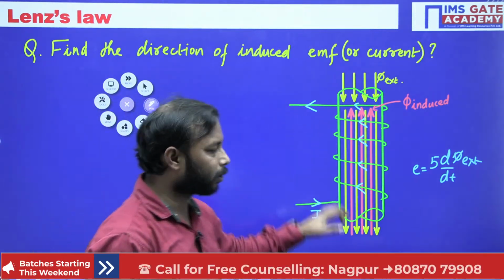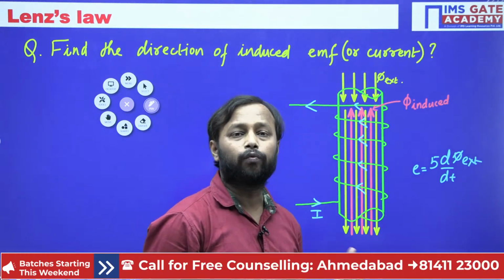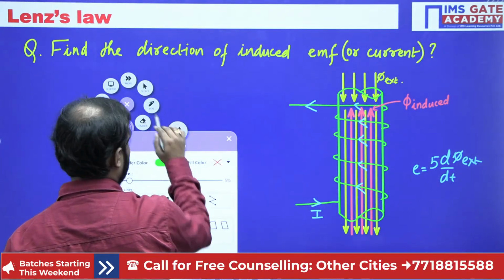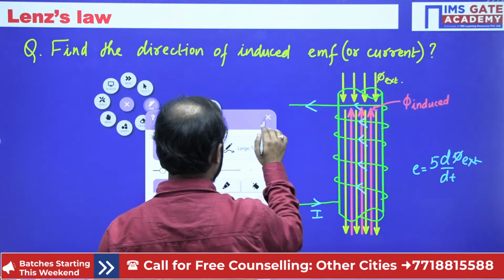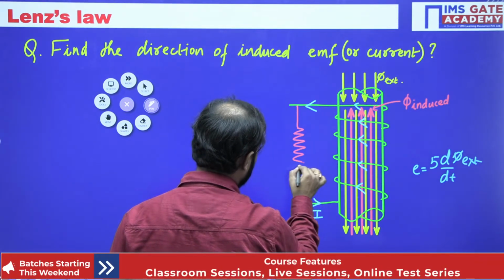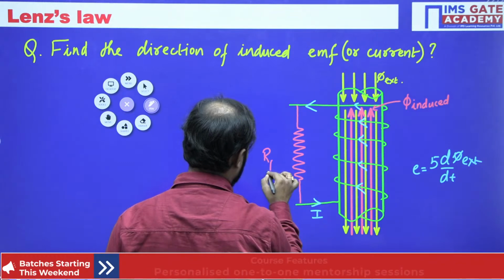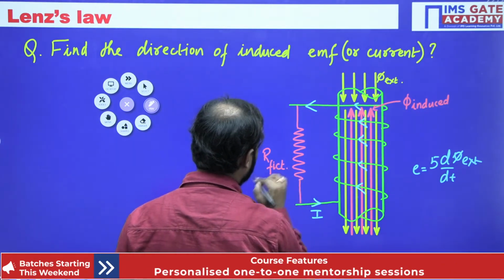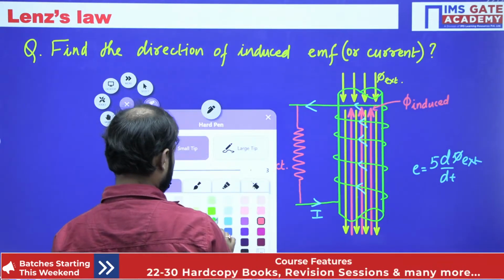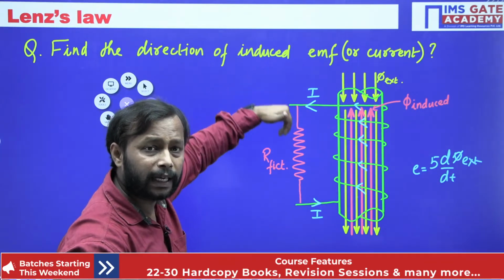Now here we have got the direction of induced current, but what about the polarity? So for the polarity, we will assume the fictitious resistance. How? I am going to place here a fictitious resistance, which is R fictitious. This is the fictitious resistance. Now this current I, it is going to enter into this fictitious resistance.